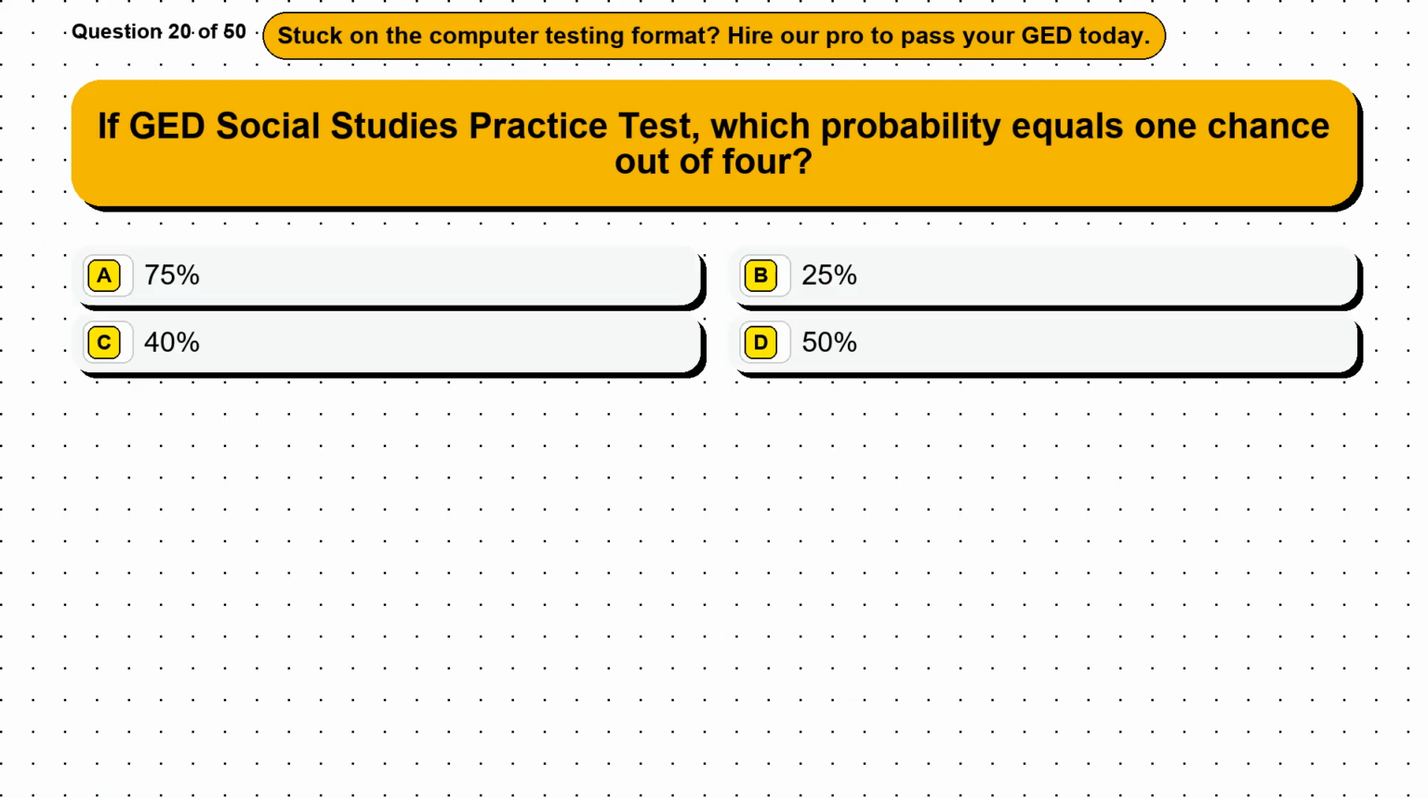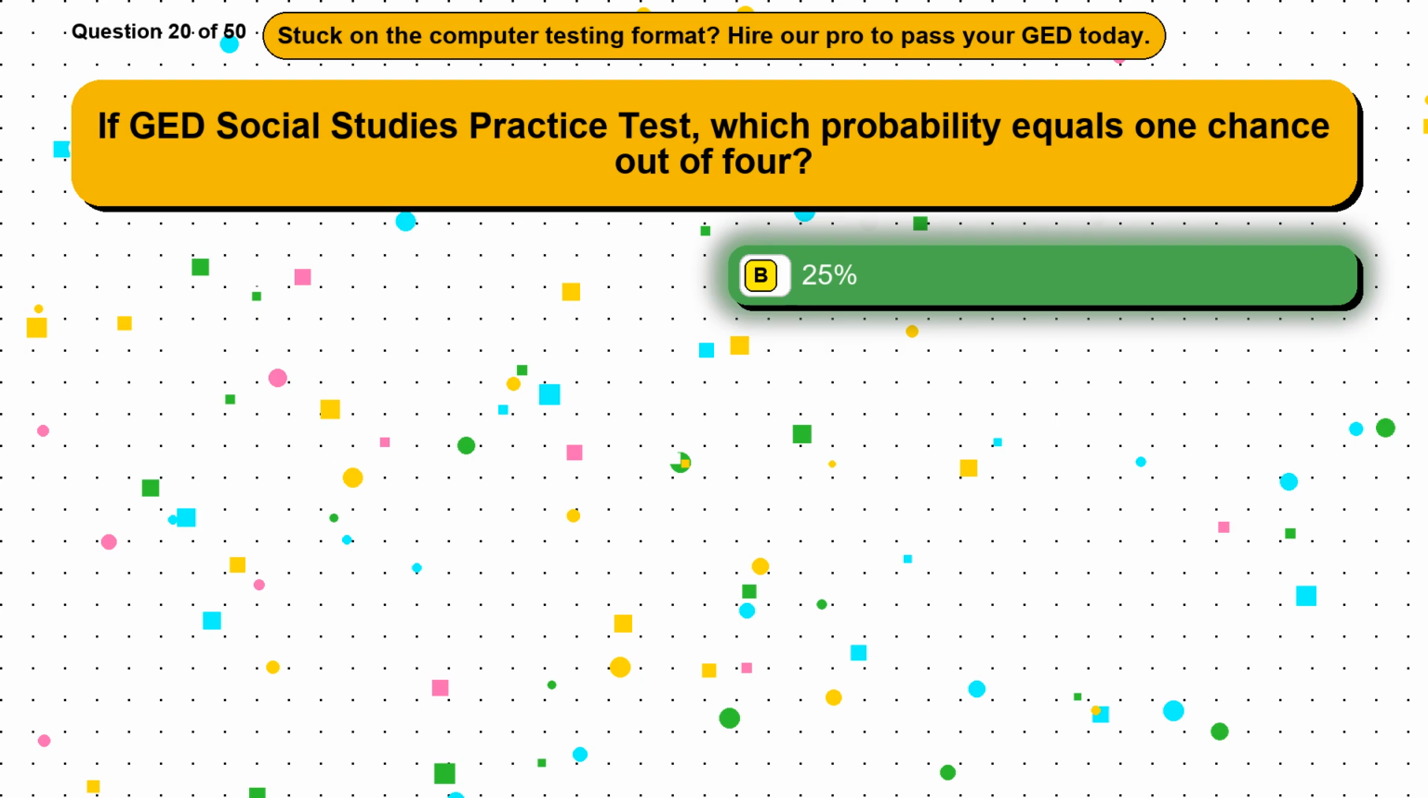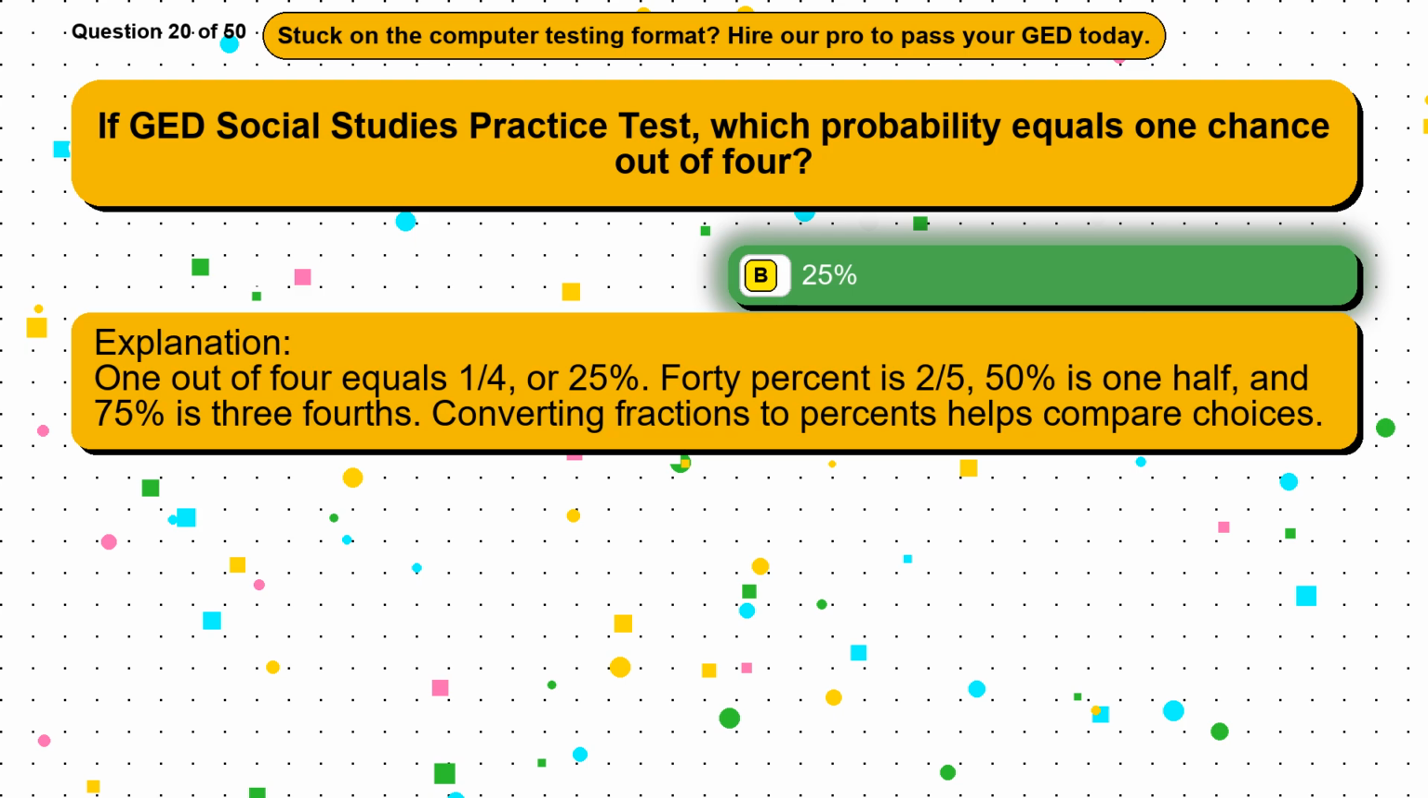Question 20. If GED Social Studies practice test, which probability equals 1 chance out of 4? Option A, 75%. Option B, 25%. Option C, 40%. Option D, 50%. The correct answer is option B, 25%. 1 out of 4 equals 1/4, or 25%.